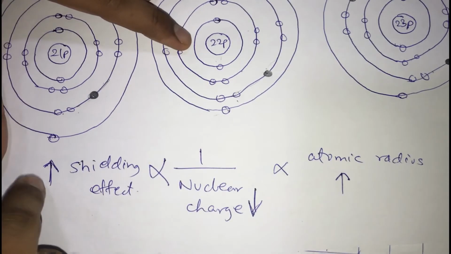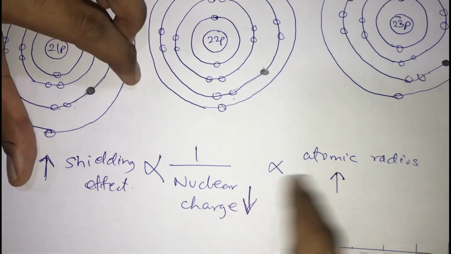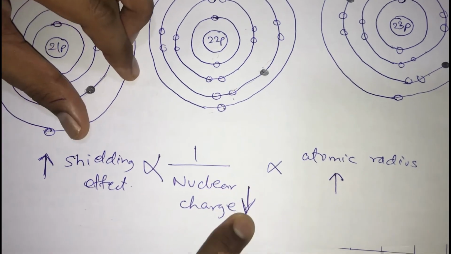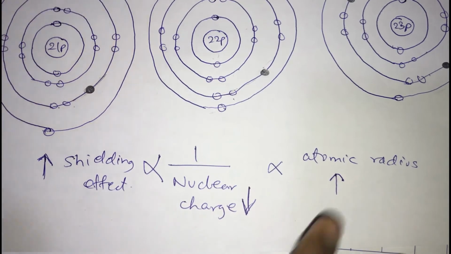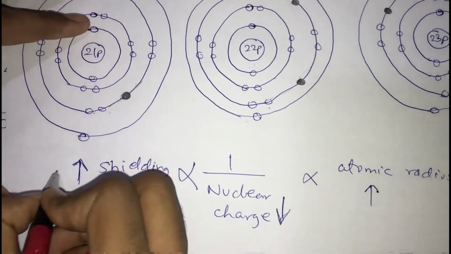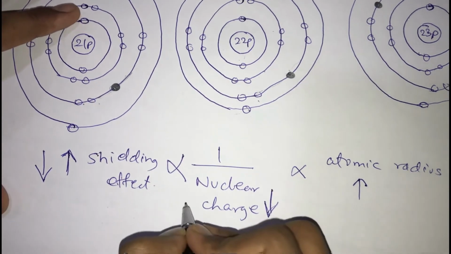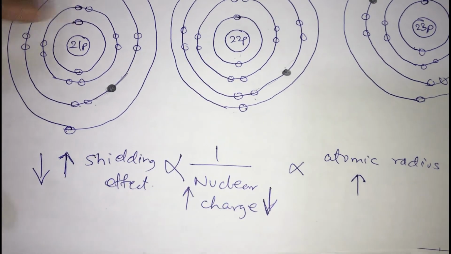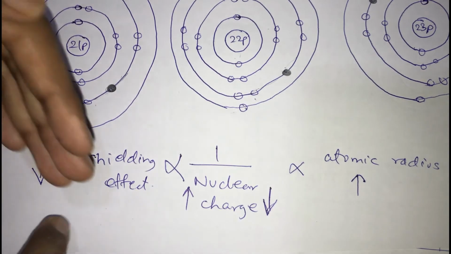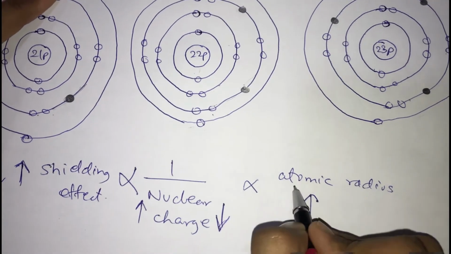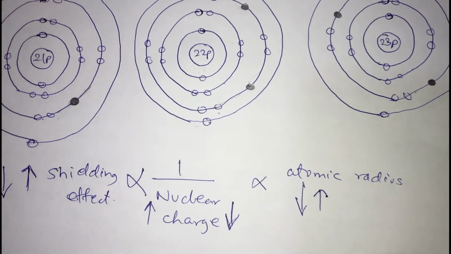So if you decrease the nuclear charge, then the atomic radius is going to increase. Similarly, can I say that if you decrease the shielding effect, then it is obvious that the nuclear charge is going to increase. So less shielding effect, greater the nuclear charge. Similarly, can I say that the atomic radius is now going to decrease? If there is greater nuclear charge, then the atomic radius is going to decrease.